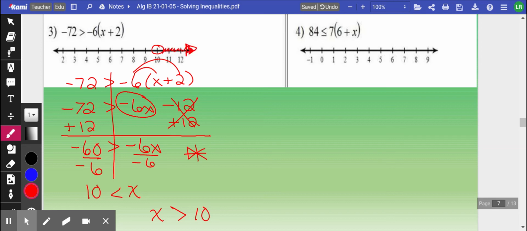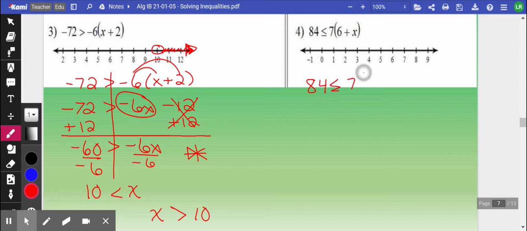Lucy, give me a number that would be a solution. 25 would work because 25 would be over here in the shaded area. David, give me a number that would not be a solution. 3, because 3 is over here in the unshaded part. Okay. Is 10 a solution? No, because that's an open dot. Okay, let's look at number 4.